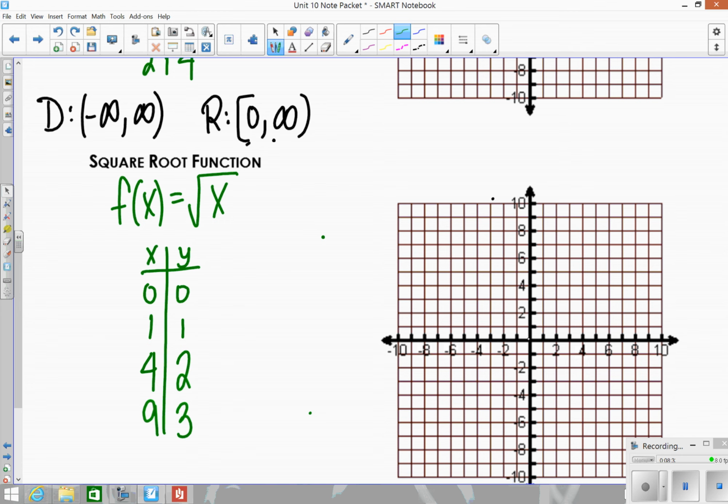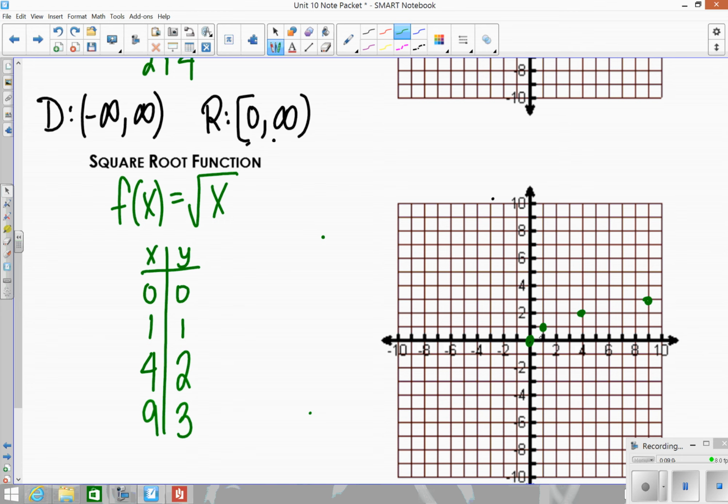So I'm going to start by plotting these. So I have 0, 0. I have 1, 1. I have 4, 2. And I have 9, 3. Now the question is, how do I connect these? So if you remember, we can't have any negative. So that means this is my endpoint. I can't draw an arrow on the left side of this point because my graph starts here. I can't have any negative x values because if I plug in a negative input, I'm going to get an error for the real number system.